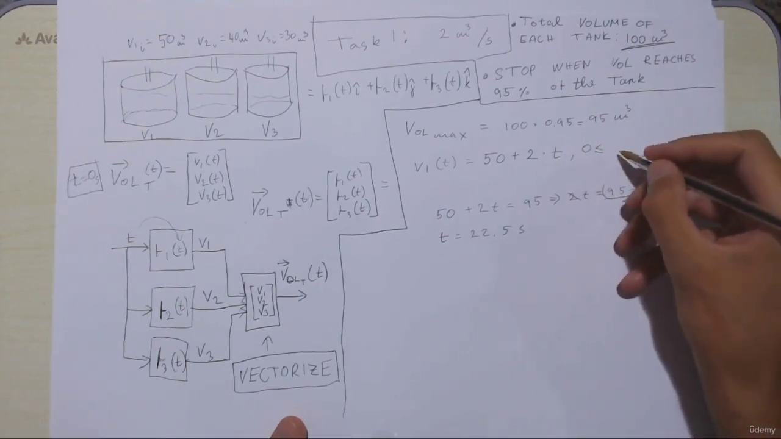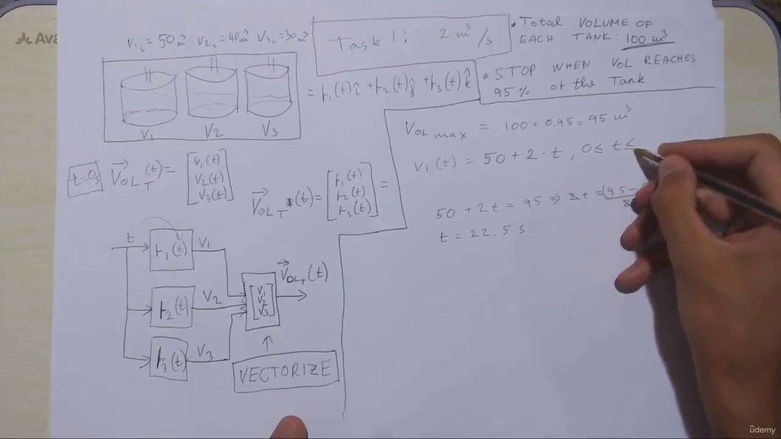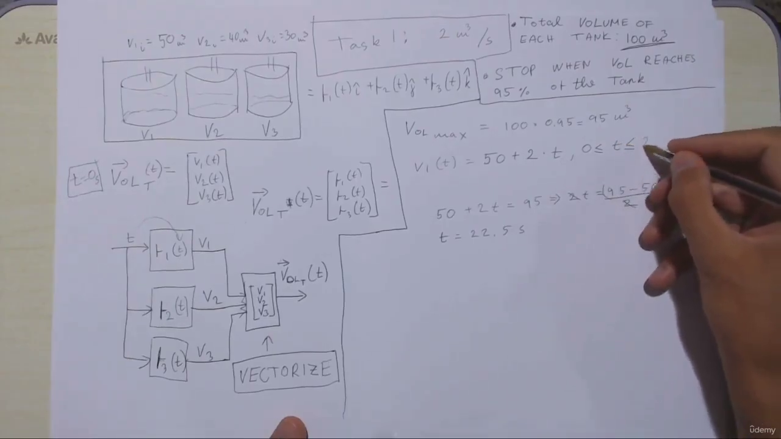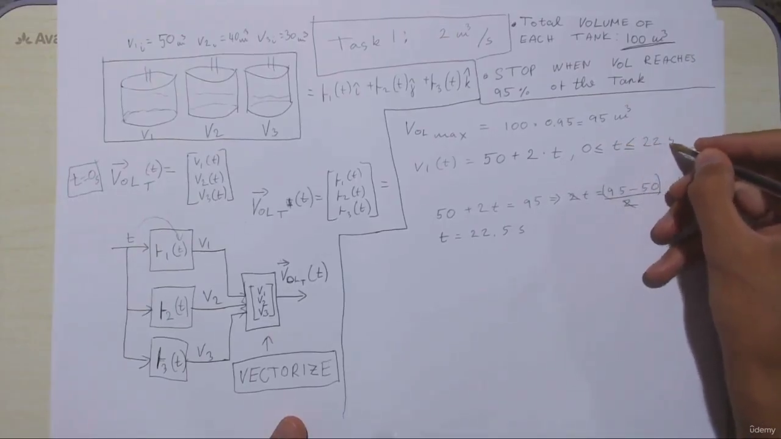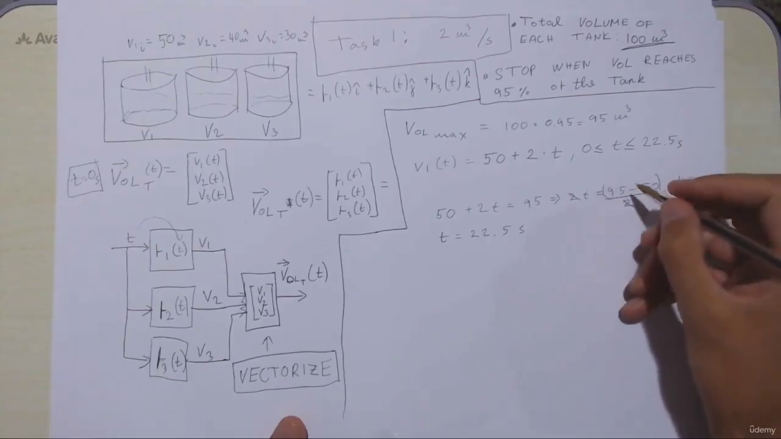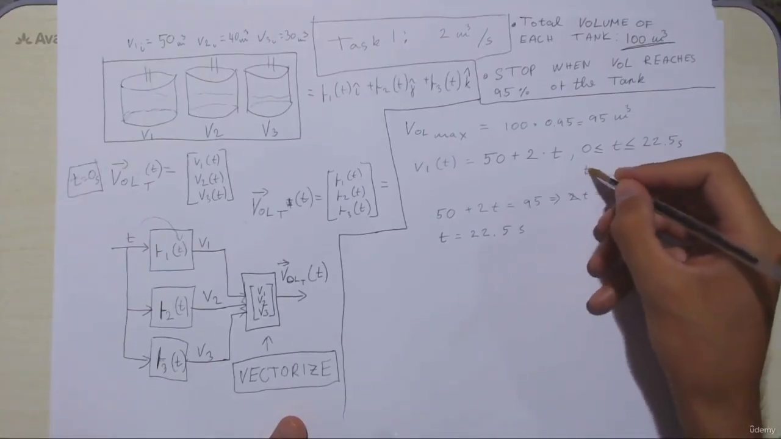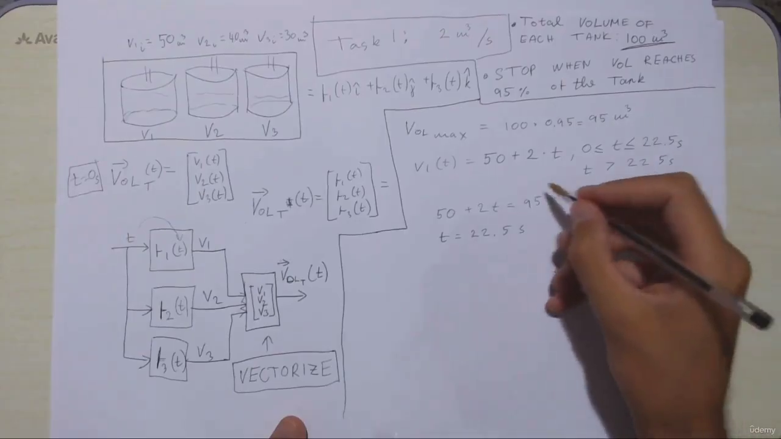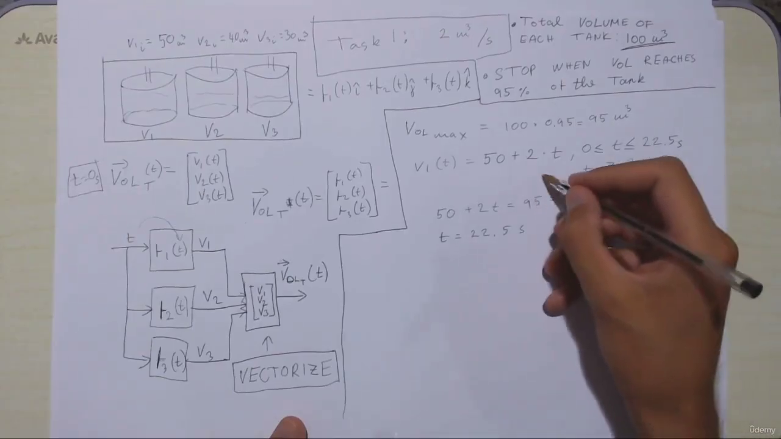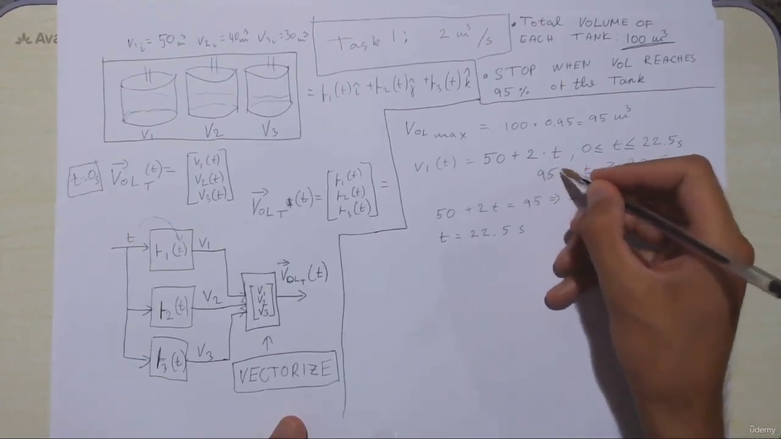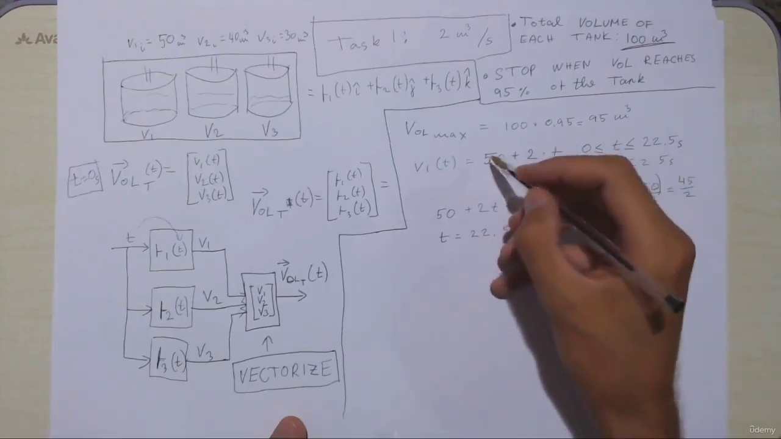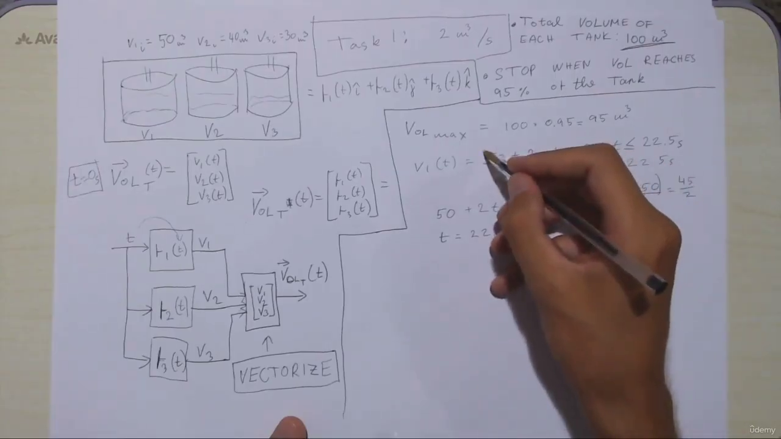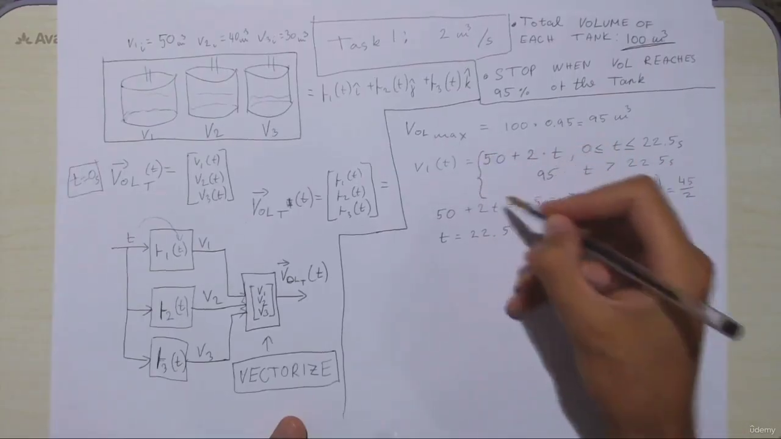So I can very simply write: controller, follow this function from time equals 0, 0 included, and up until 22.5 seconds. And then after 22.5 seconds, your water volume should be 95 cubic meters. So it's a piecewise defined function here, you see?